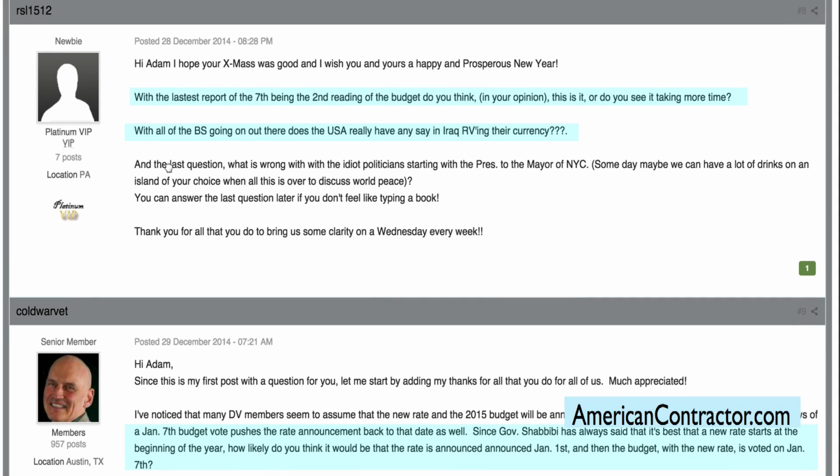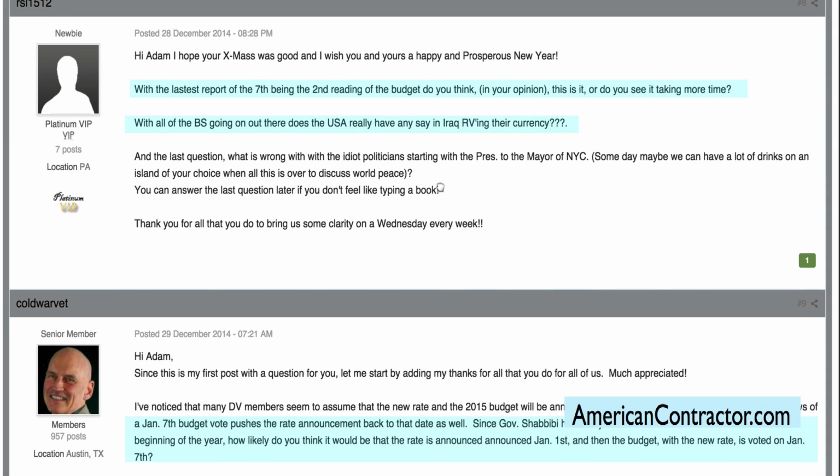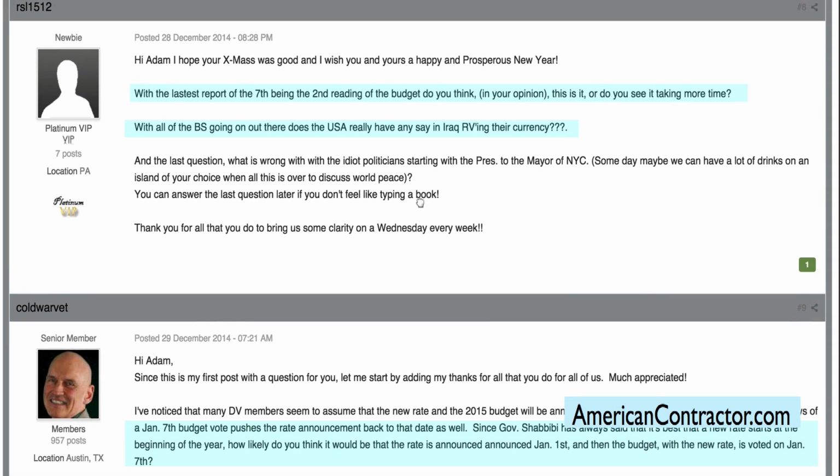Second question is from RSL 1512. With all of the BS going on out there, does the USC really have any say in Iraq's RV and their currency? And the answer to that is no. The United States government has no oversight, nothing over the Central Bank of Iraq or the Iraqi government in any kind of revaluation of their currency at all. None whatsoever. They stay out of it.